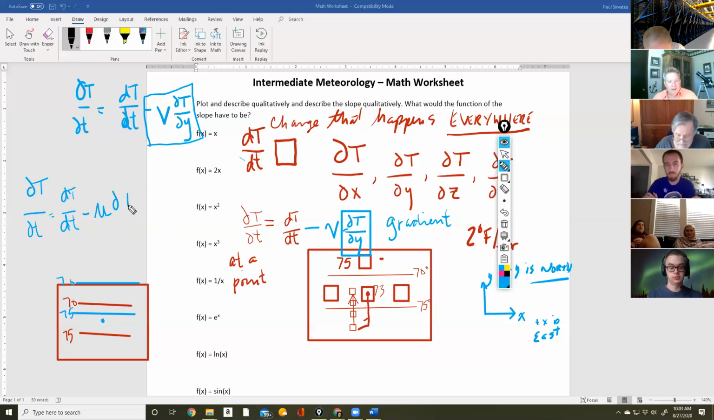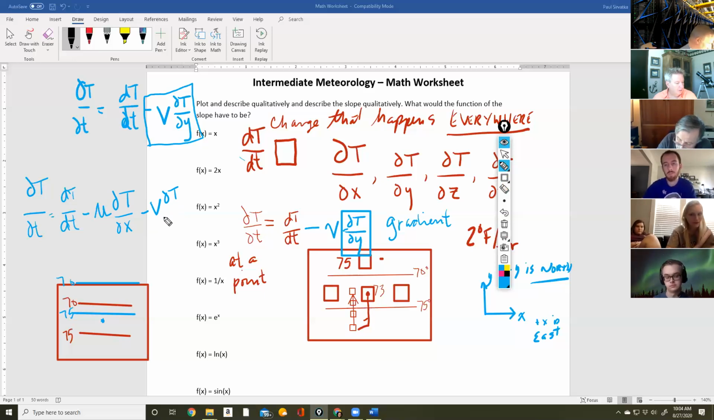times the zonal temperature gradient, minus V, which is the what wind, what component? Meridional. Minus, okay, U, V, what's next? Now it's W, because W is the vertical wind component, times dT/dz.